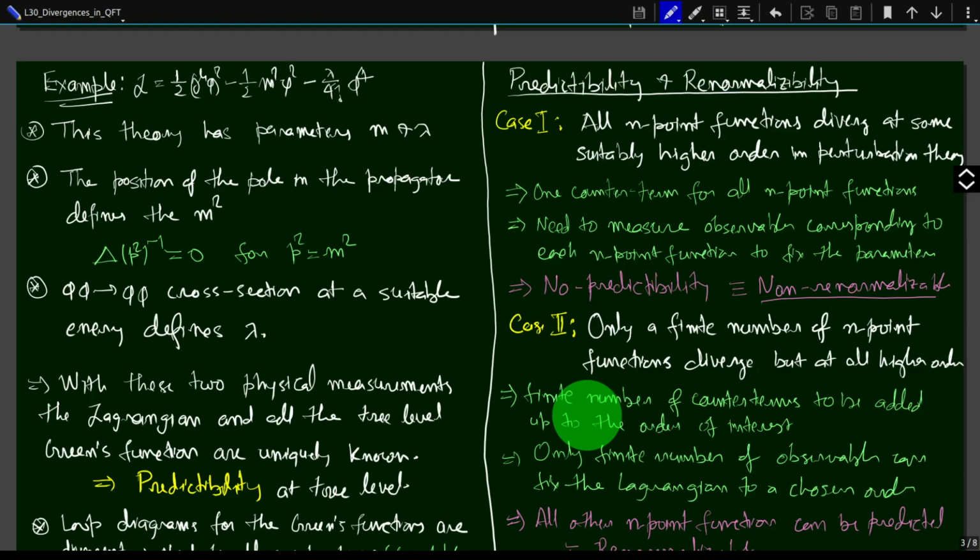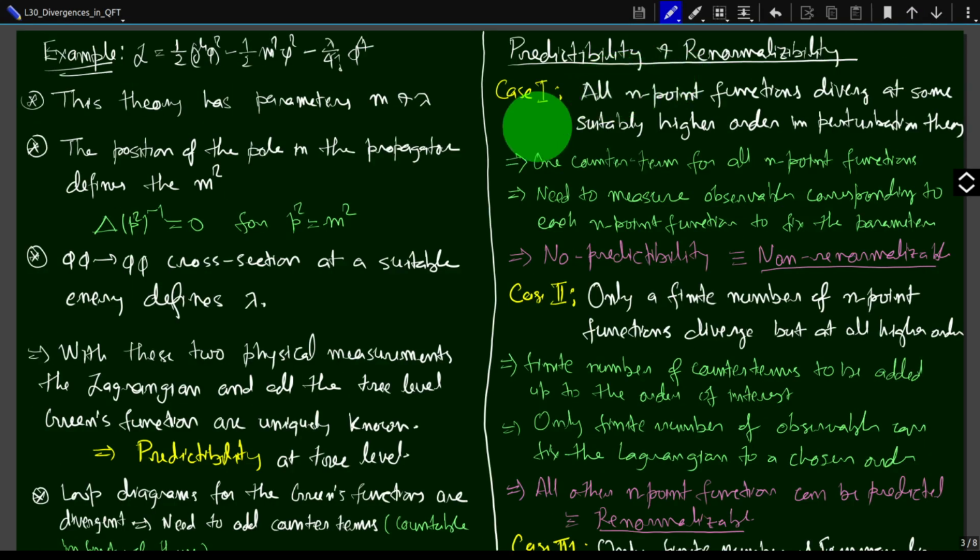Now let's put predictability and renormalizability together. Case 1 is that all n-point Green's functions diverge at suitably higher order in perturbation theory. It might happen that at lower order, like say tree level, nothing is divergent, and you go one order higher and things start to become divergent. So if there is an n-point function that is always going to diverge at suitably higher order in perturbation theory, that means we need one counterterm for all n-point Green's functions.